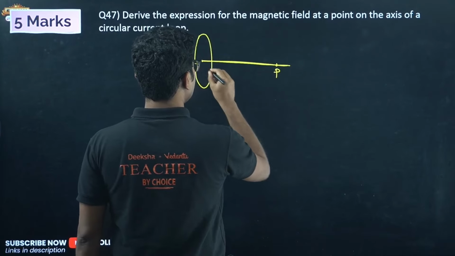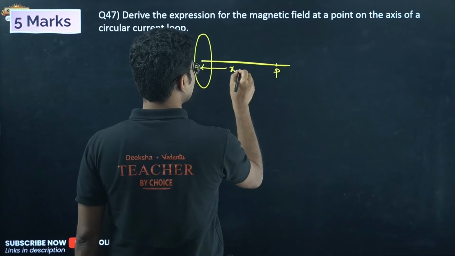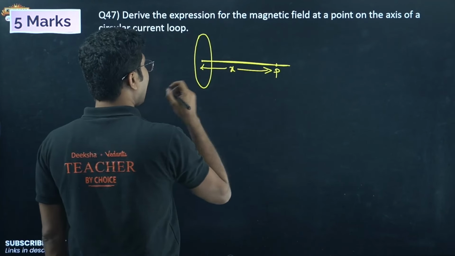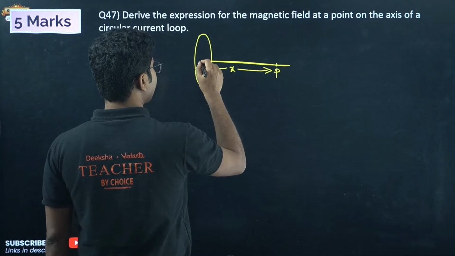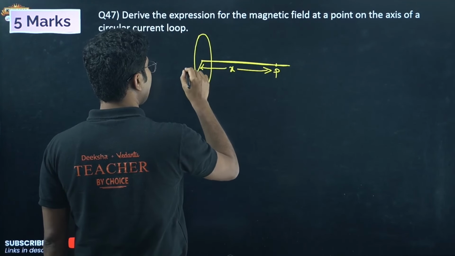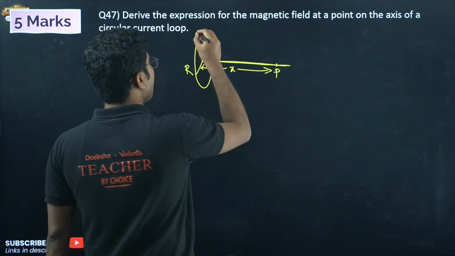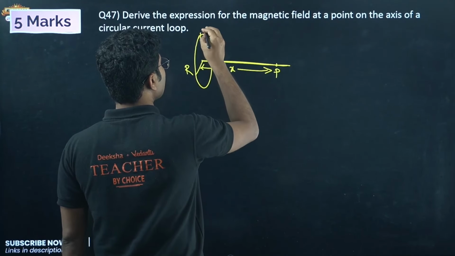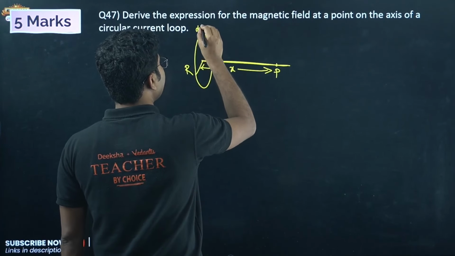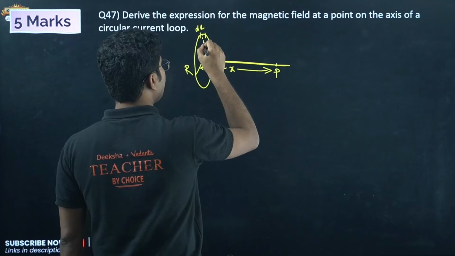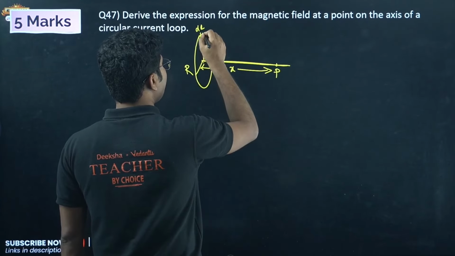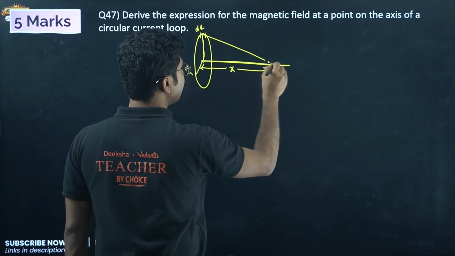Say this is P, and this distance is given by x. The radius of the circular loop is given by capital R. Now, to do that we have to construct a small current element dl, and find the magnetic field due to this element dl at this point P.